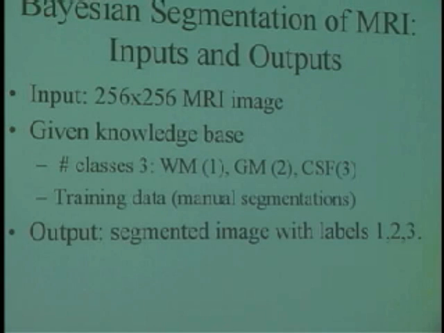All right, and the output of our segmenter is going to be a segmented image, or a labeled image, which will have, instead of the original 0 to 255 values, 1, 2, and 3 as the labels. Where 1 is going to be white matter, 2 is going to be gray matter, 3 is going to be CSF. And then we can color code them however we want.